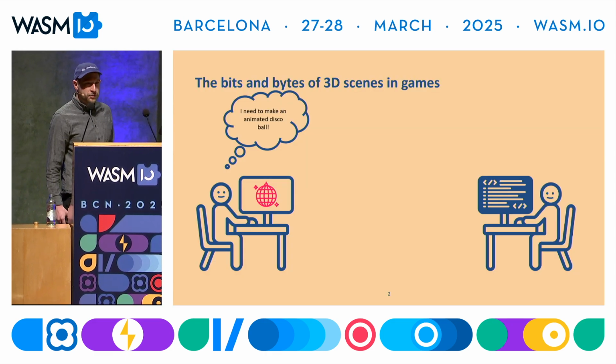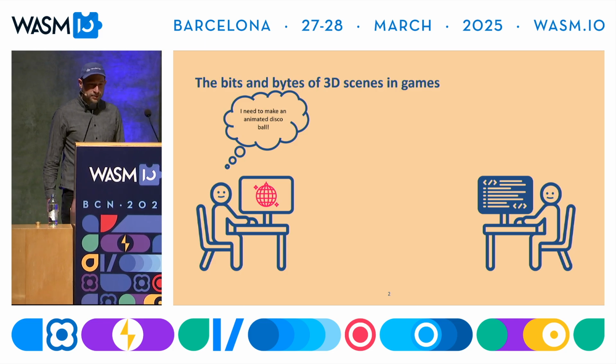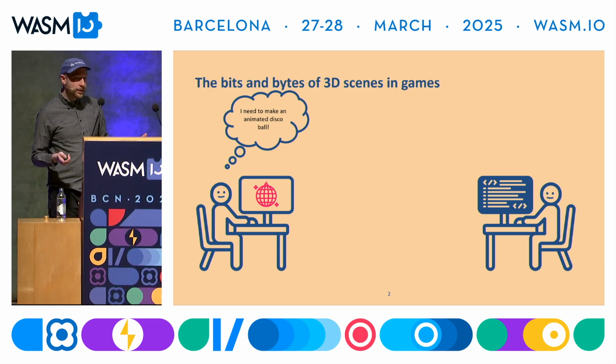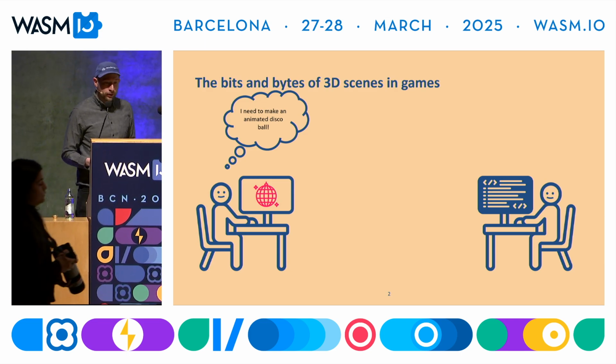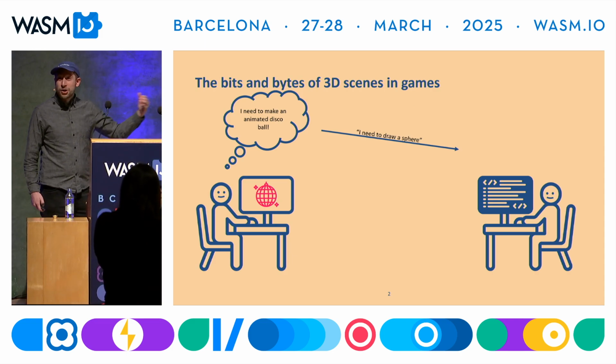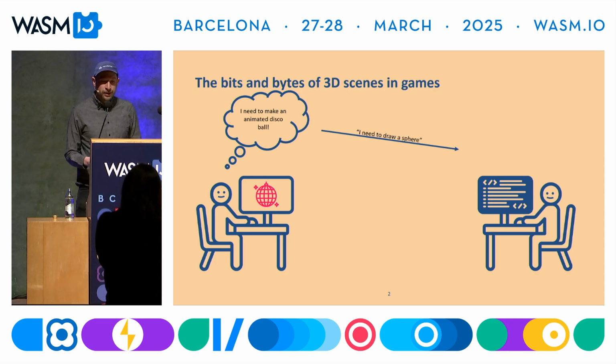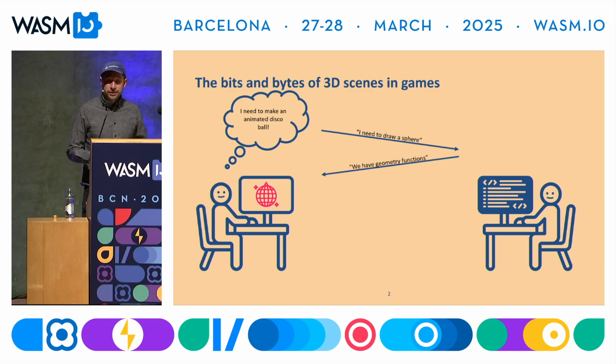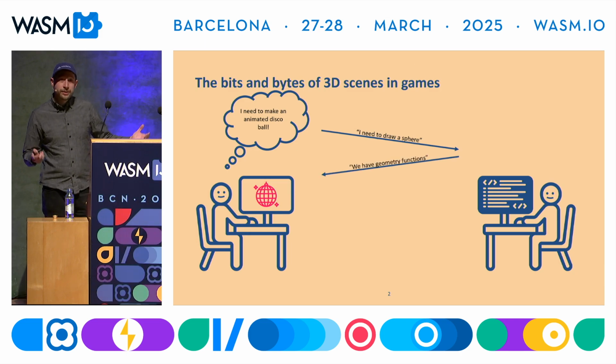OK, so I want to take us through an example of how 3D content is built today in many games. This is an interaction that you see here between a designer on the left and a developer on the right. So let's say you've got a brief that says you need an animated disco ball. OK, so you might want to hook into a game engine, be able to use geometry functions that are exposed by that engine, integrate that with the content creation app, and you have a portion of a disco ball.